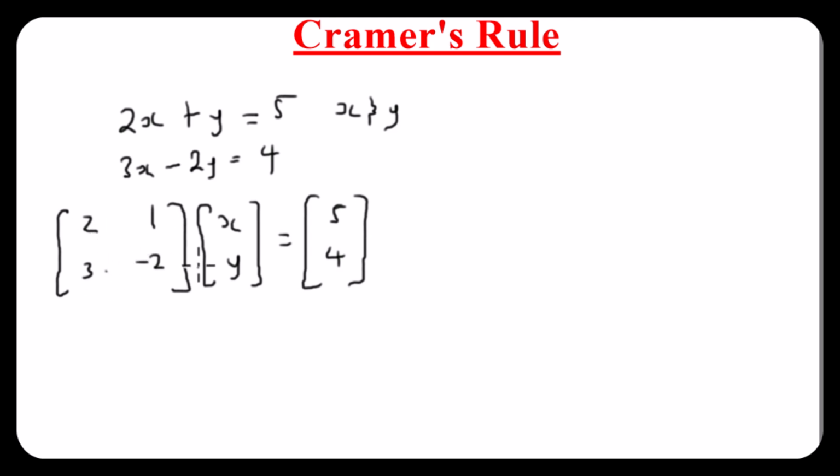The next thing to do after writing your equation like this is to find the determinant of this matrix, the one on the left hand side. The determinant of this matrix would be, so we have 2, 3, and 1, negative 2. So the determinant here will be 2 times negative 2, that's negative 4, minus 3 times 1, which is 3. So negative 4 minus 3, that's negative 7.